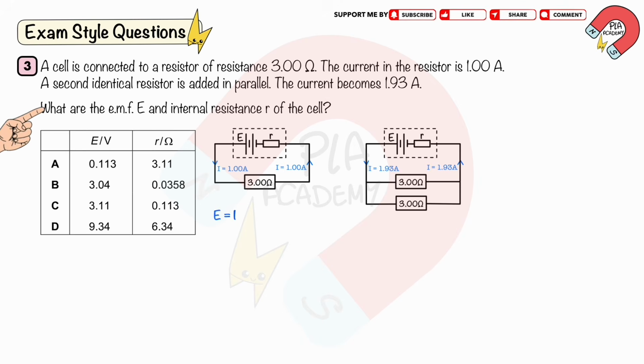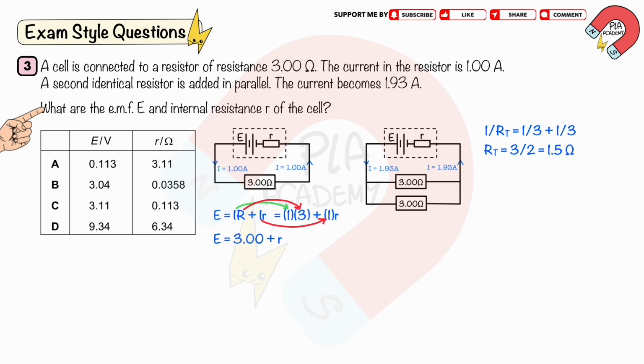From the equation, the EMF E equals the current I times the external resistance R plus the current I times the internal resistance r. For the first circuit, we substitute the current I equals 1 ampere, and the external resistance R equals 3 ohms. So, E equals 3.00 plus the internal resistance r. For the second circuit, we calculate the total resistance using 1 over RT equals 1 over 3 plus 1 over 3. So, total resistance RT equals 1.5 ohms.